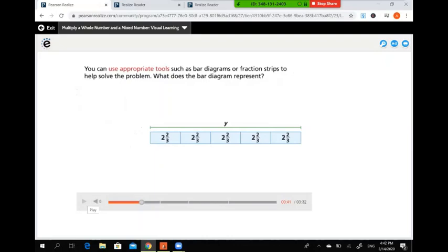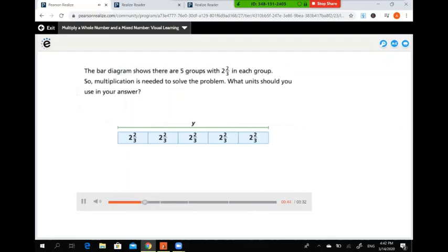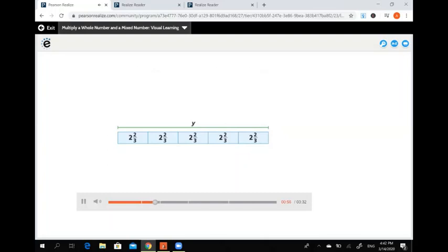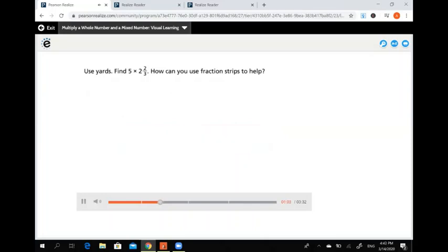So here, in the bar diagram, we have 5 parts or groups of 2 2/3. The bar diagram shows there are 5 groups with 2 2/3 in each group. So, multiplication is needed to solve the problem. What units should you use in your answer? Use yards. Find 5 times 2 2/3. How can you use fraction strips to help?